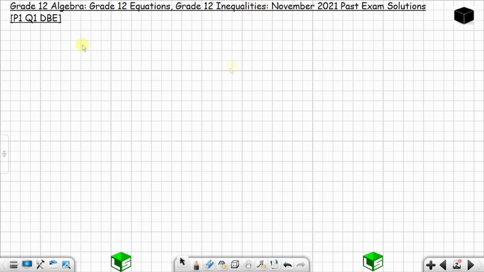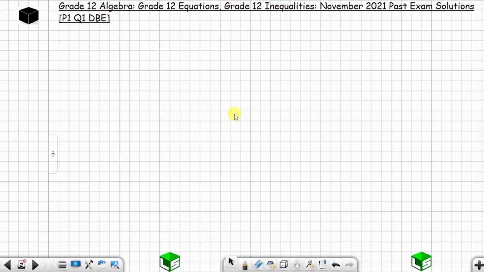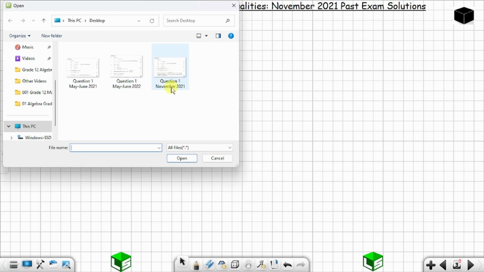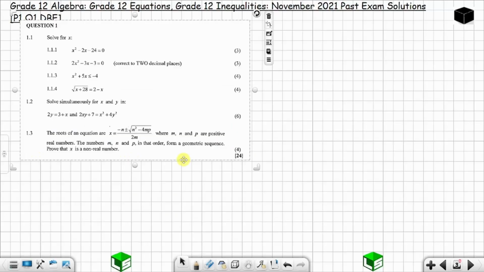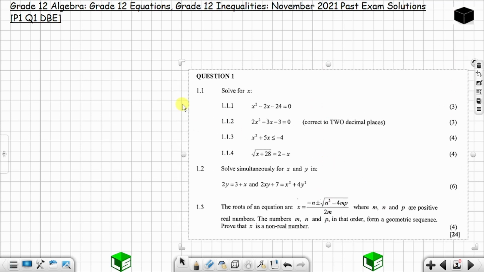So this is the question. It's Question 1 from November 2021. The total is 24 marks. You can see that. Let me get the question again. Question 1 from November 2021. This is the question. So we start with 1.1.